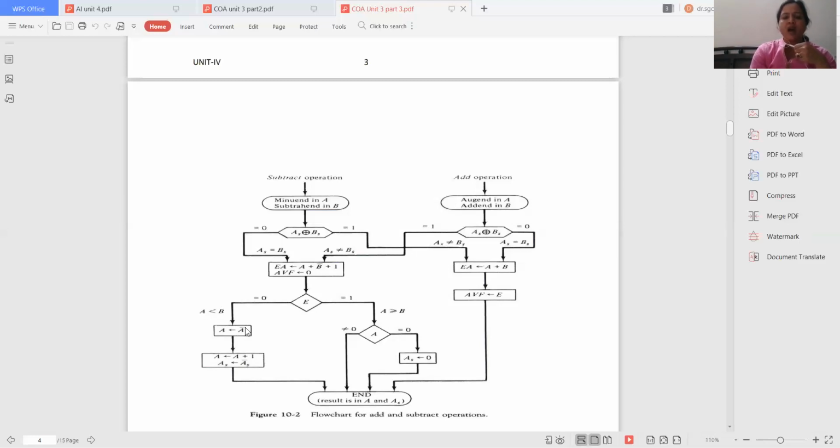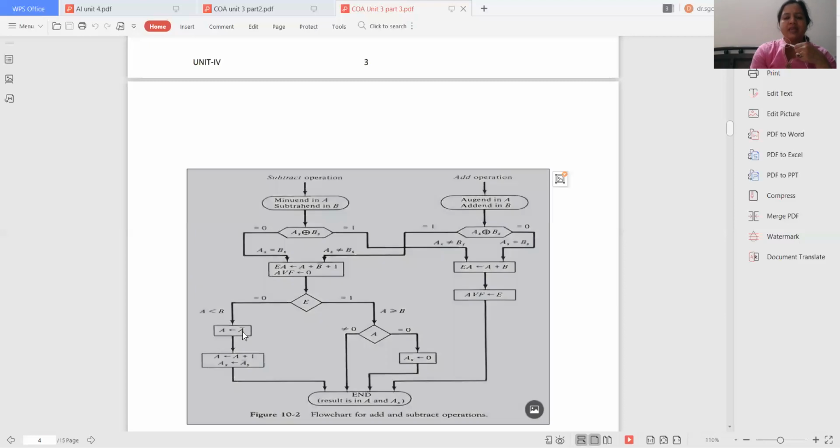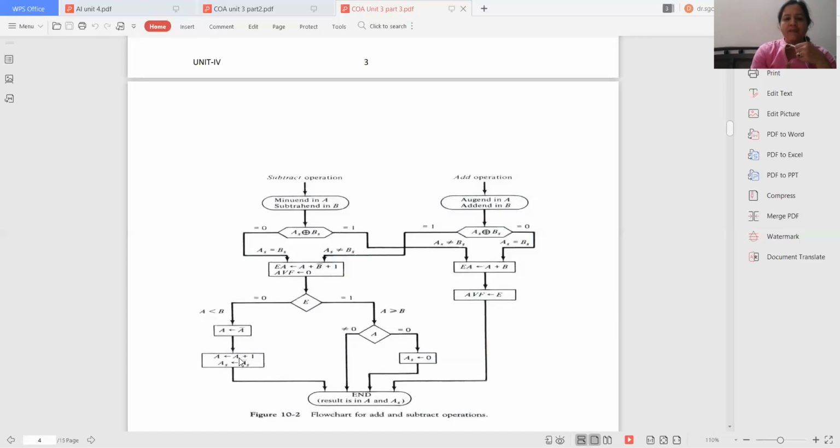And how can we do it? We will write B minus A. So B minus A can be written as B plus 2's complement of A, which is performed here. So this is A gets the value A bar plus 1. A bar is calculated here. And the sign AS will be AS bar, that is the negation of AS or the complement of AS, right? This is the first case.